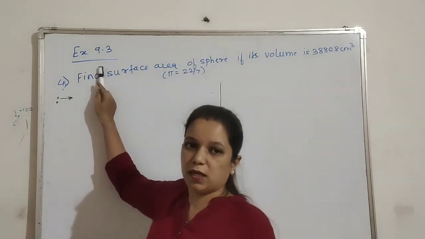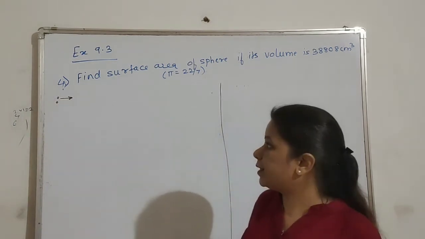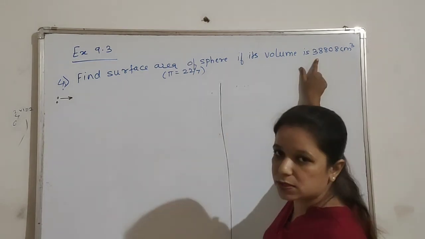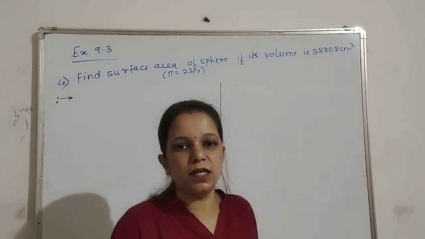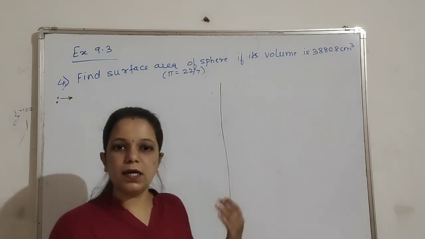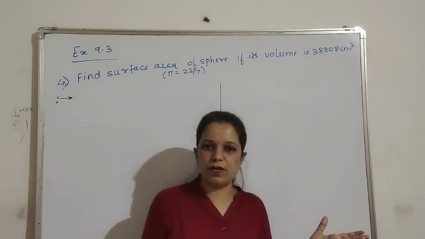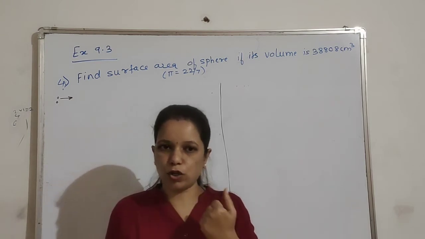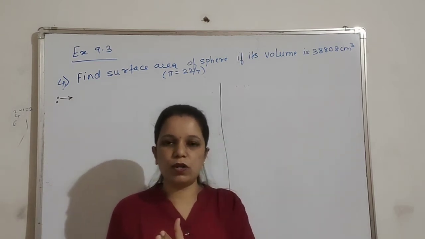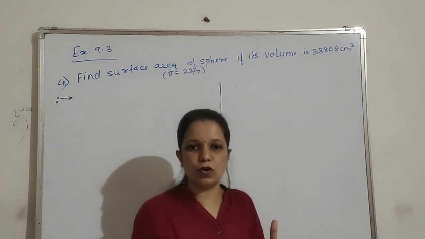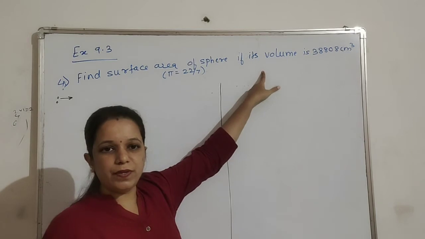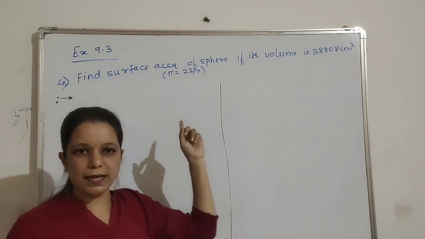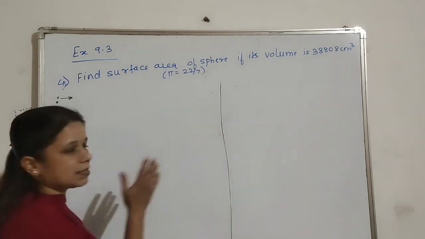Exercise 9.3, question 4. I'll just read it out. Find surface area of sphere if volume is this much. Okay, so it is exactly the reverse way which we have done it earlier. In the earlier example, surface area was given, we calculated the radius and then we calculated its volume. Now here we are exactly following the reverse step. First from volume we will calculate the radius and then from radius we will calculate surface area. Exactly opposite. Okay. Formulas are direct.